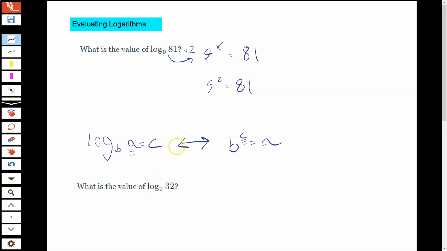Okay, so we talked about inverse operations. This is really what that means. This is the same as saying like 2 plus 3 equals 5 and 5 minus 3 equals 2, right? That's another example of inverse operation statements. Okay, let's do a couple more.